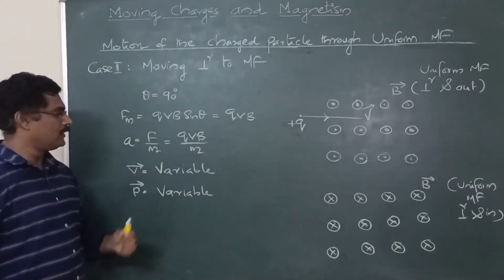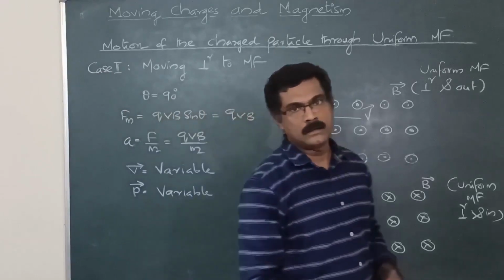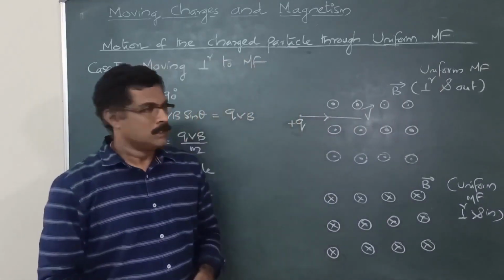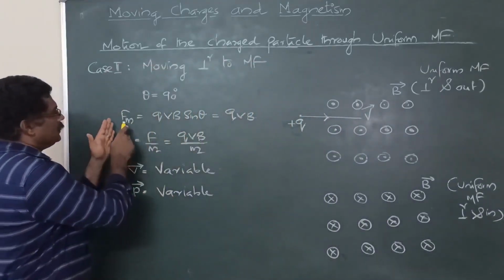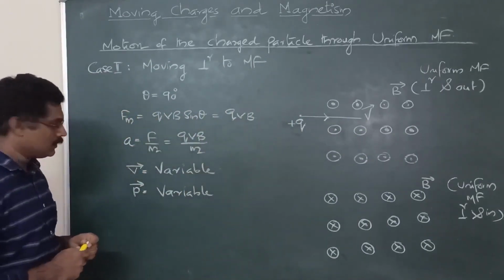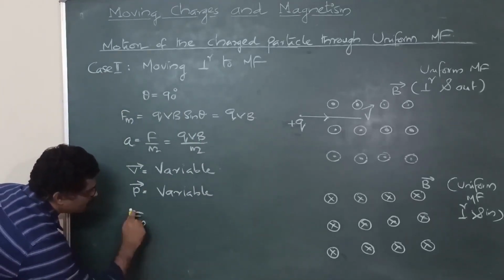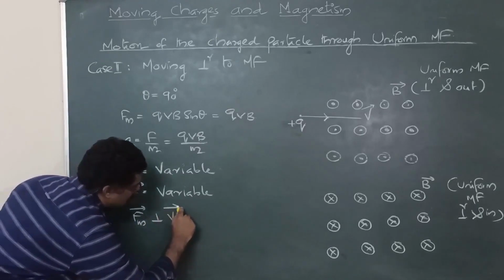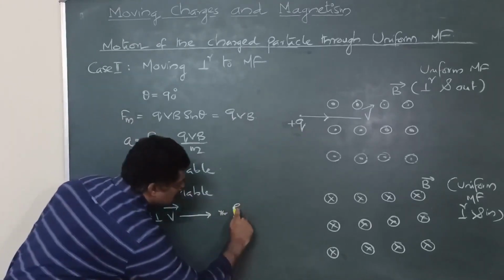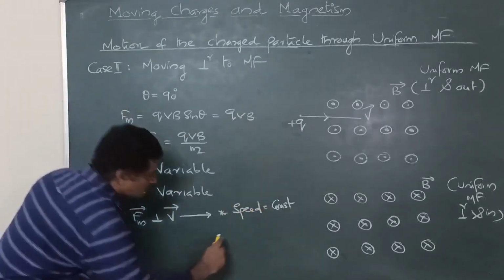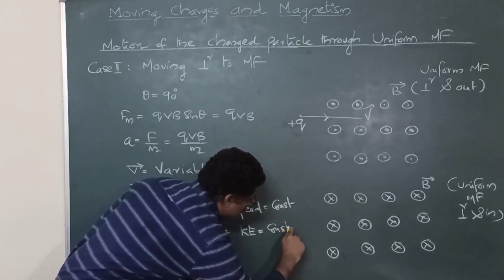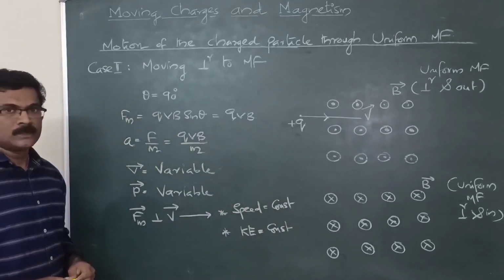Velocity variable means what about the speed of the particle? And what about the kinetic energy of the particle here? So here the important point is this magnetic Lorentz force is perpendicular to what vector? Velocity vector, that we already studied. So magnetic Lorentz force is perpendicular to velocity vector. You can say the first point is the speed of the particle is constant. So what about kinetic energy? Kinetic energy is also a constant.